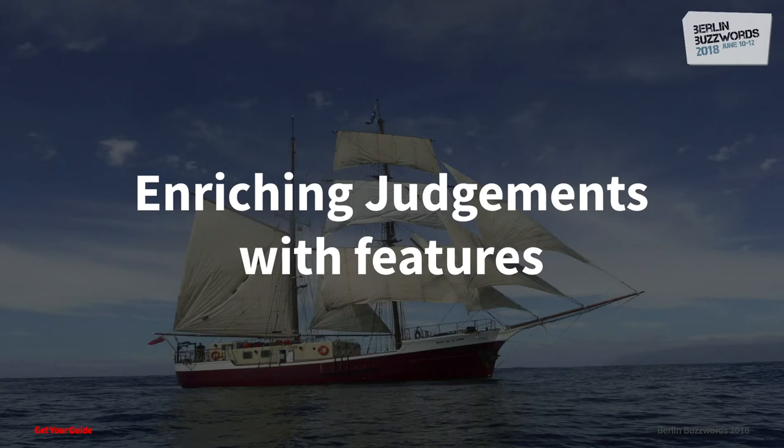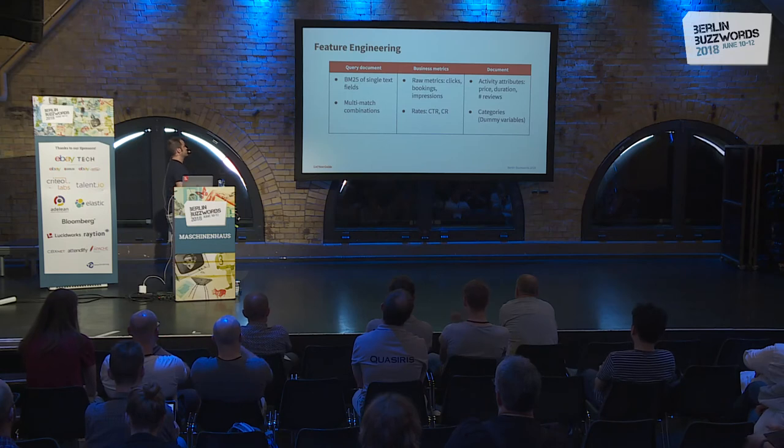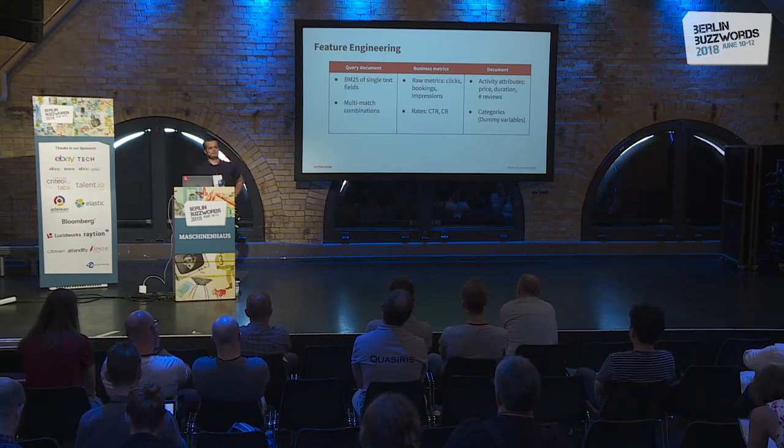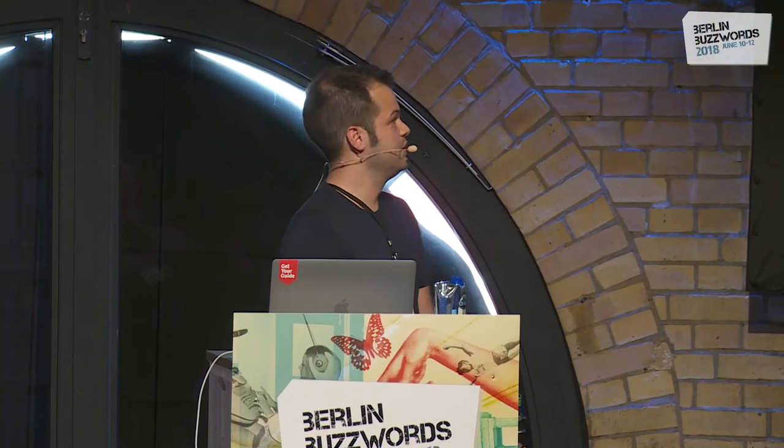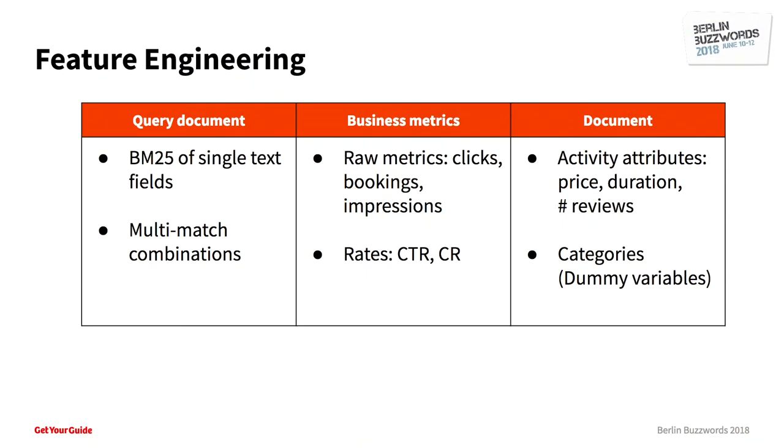Okay, we have the judgments. The next step is to enrich those judgments with features. And we went for three types of features. We have query document features, business metric features, and document features. What I mean by query document features, pretty standard.